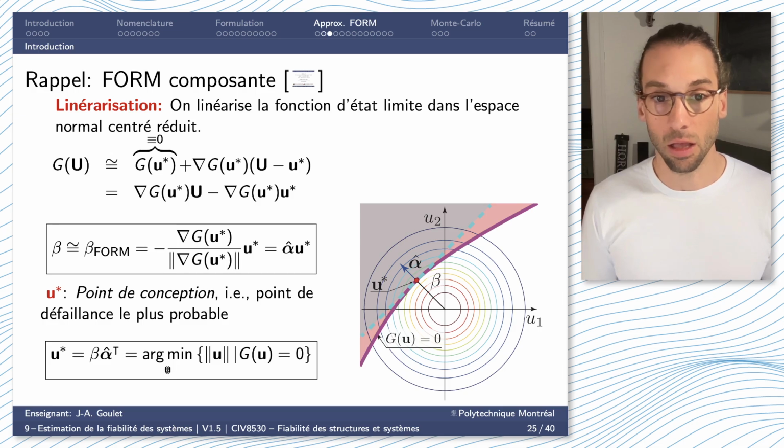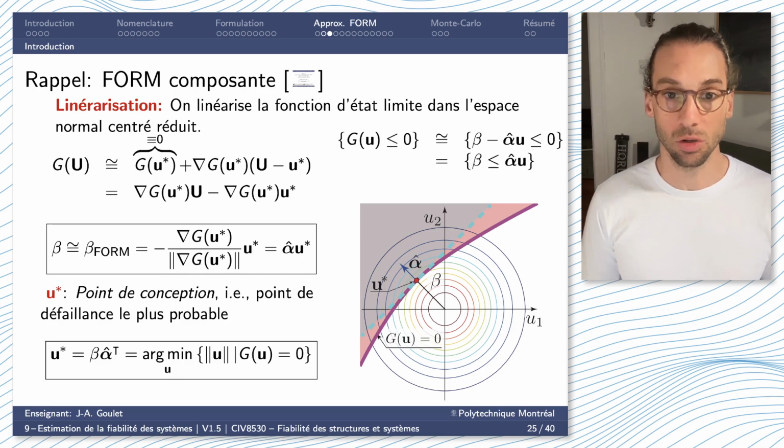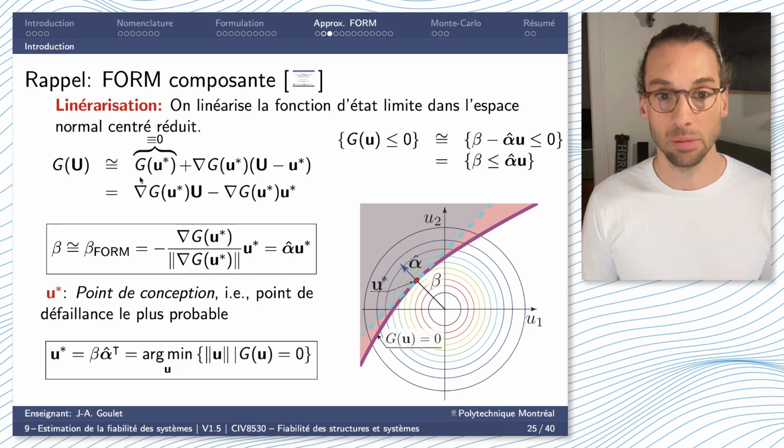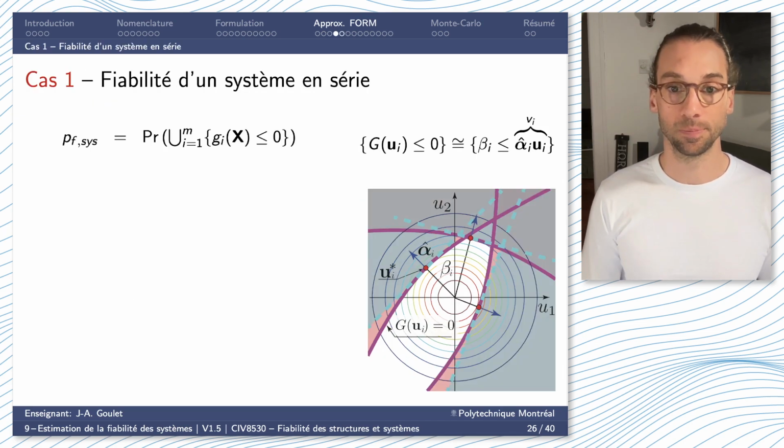which is going to be the value U such as the smallest distance from the origin while being on the limit state surface. And we saw in module 7 that we can rewrite this limit state function as beta minus alpha U less than or equal to 0. Or if I send that minus alpha U to the right hand side, beta less than alpha U. I remind you, we obtained that equivalent formulation by simply dividing that limit state function by the norm of the gradient, and just by reorganizing the terms, we obtain that equivalent formulation.